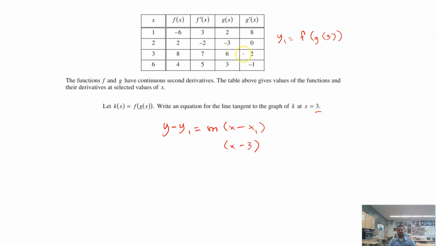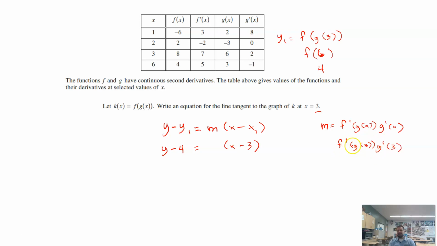So I look, and g of 3 is 6, so I put a 6 right there, and then f of 6 is 4. So y1 is equal to 4 in this problem. So I've got that. And then I need to find my slope. Now my slope is my derivative at x equals 3. So to find the slope here, I need to take the derivative of f of g of x. That's a chain rule, so I'm going to go f prime of g of x multiplied by g prime of x. So that's my derivative, but I still need to plug 3 into that. So I've got to go f prime of g of 3 multiplied by g prime of 3.